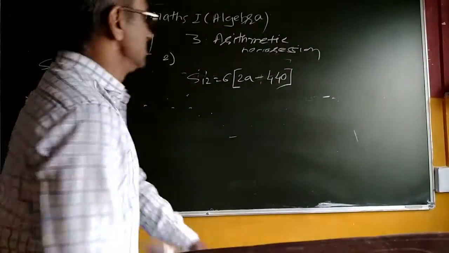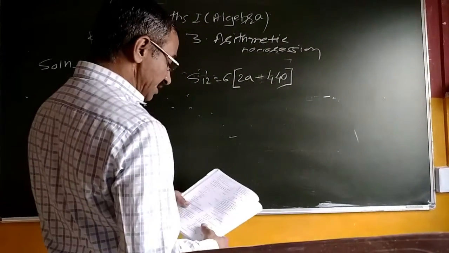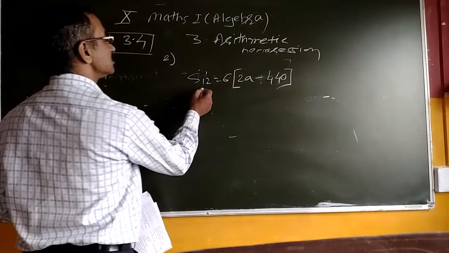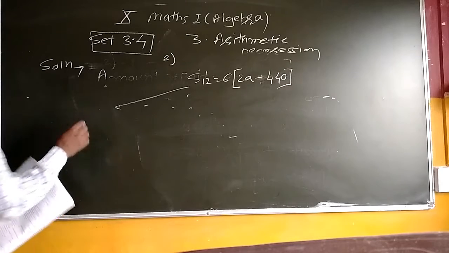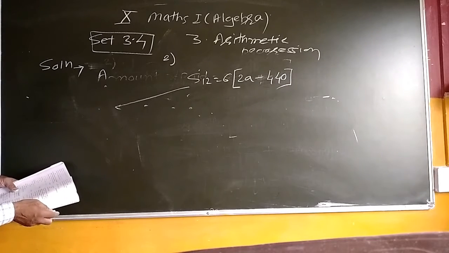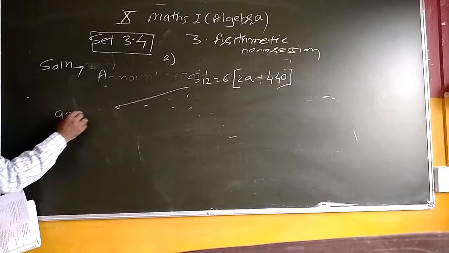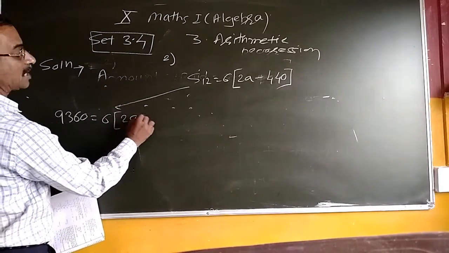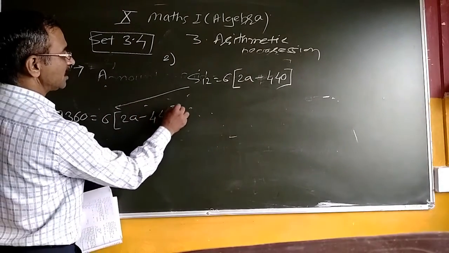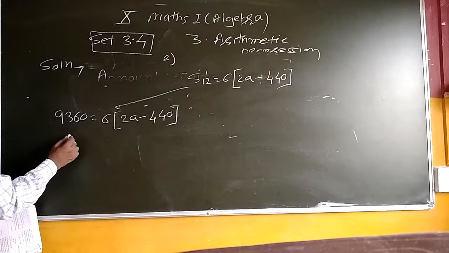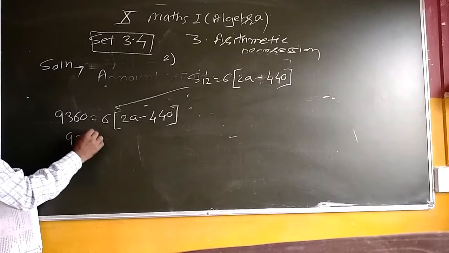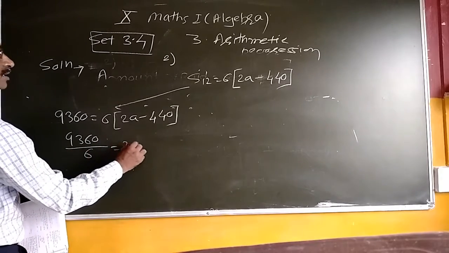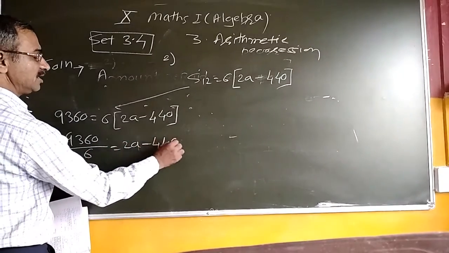What is that? The amount repaid means 8,000 plus 1,360, that is the addition for the 12 installments. So 9360 is equal to 6 into 2a minus 440. This 6, when it goes to the left hand side, will get divided. So we have 2a minus 440 remaining.